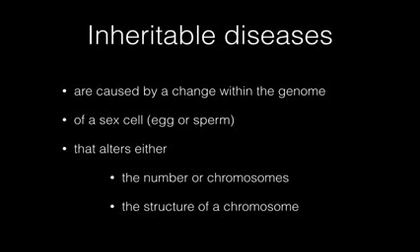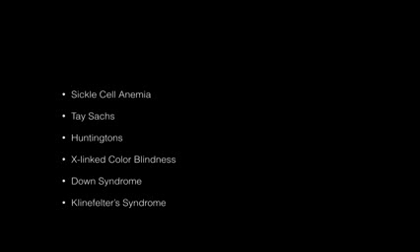Also remember that these inheritable diseases are usually caused by one of two different things: either a change in the number of chromosomes or a change to the chromosome itself, the information stored, for example, in the genetic code. So let's look at this list, each one in turn, and see if we can find some interesting things about each. We're going to look at sickle cell anemia first.